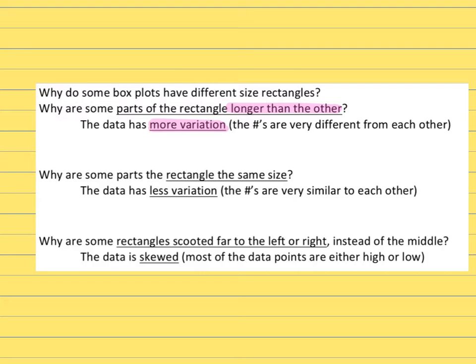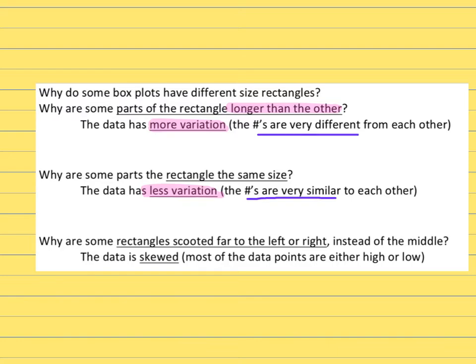Then the opposite is true. Sometimes the rectangles are exactly the same size. That means there's less variation in the data. They're all very similar. So I'm going to underline that. That means the numbers are very similar to each other. But when there's more variation, then that means the numbers are very different from each other.